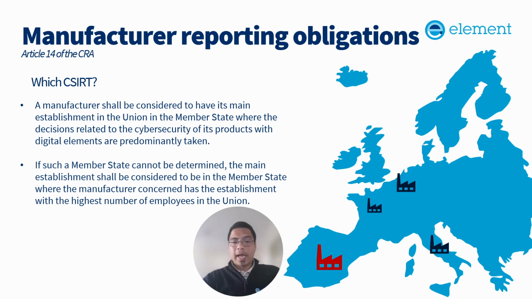If such a member state cannot be determined, then the main establishment shall be considered to be in the member state where the manufacturer concerned has the establishment with the highest number of employees in the Union. So effectively, your biggest site. So whichever member state that is, that is the CSIRT to which reports can be made.